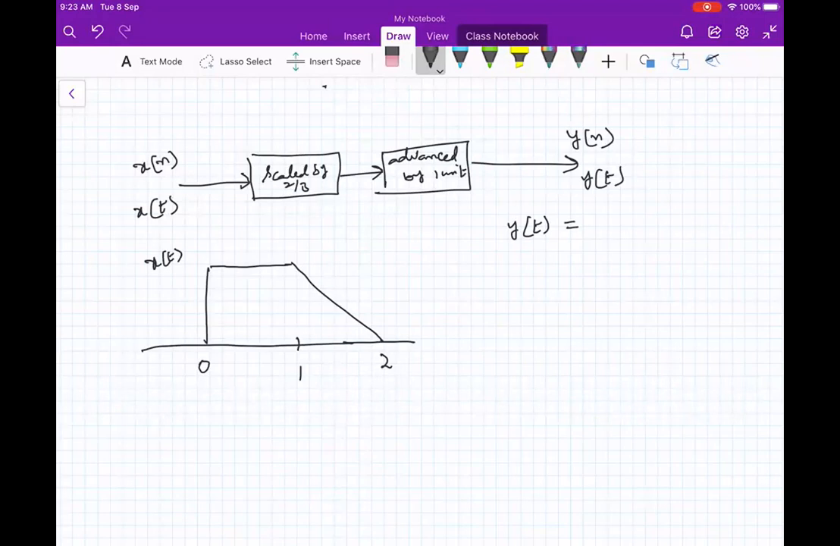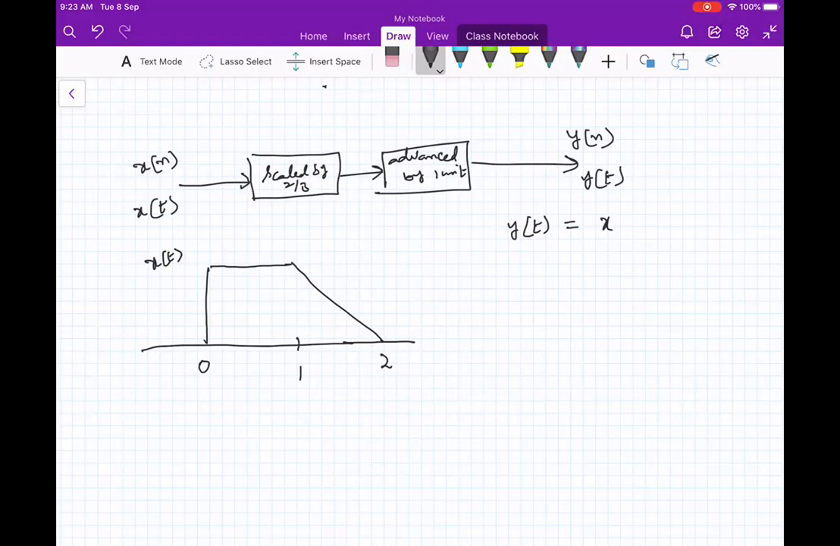2 by 3 into x of 2 by 3, t plus 1. Here, scaled by 2 by 3 means what? Scaled by 2, you leave 2 by 3; we will bring in 2 by 3 later. Scaled by 2 means what? x of 2t, sir.